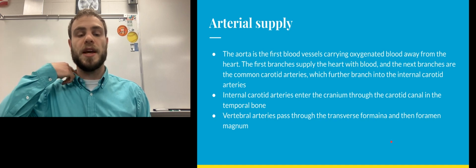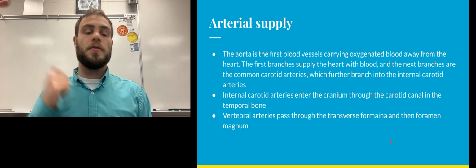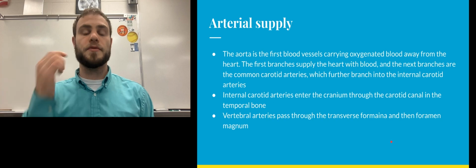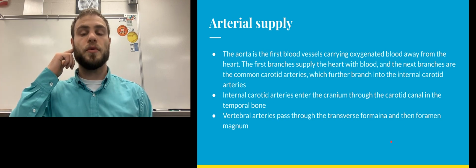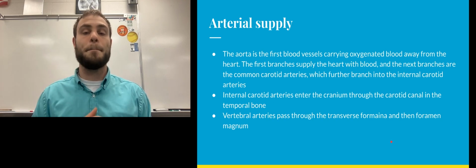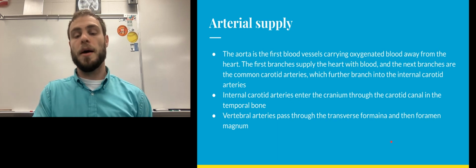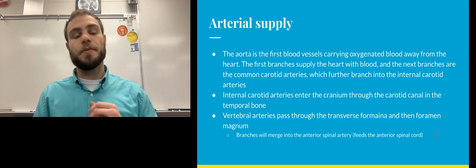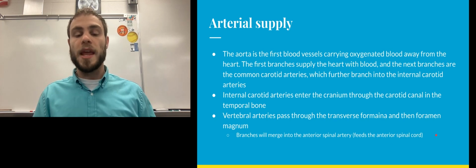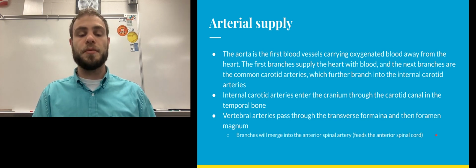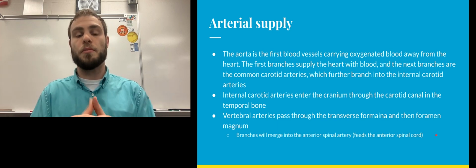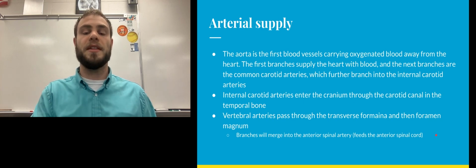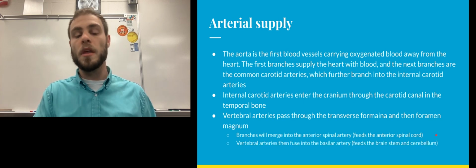You're also going to have vertebral arteries passing through the transverse foramina of your cervical vertebrae. Remember, that's what makes those cervical vertebrae special, is they have those transverse foramina. Vertebral arteries are passing through them, and then those vertebral arteries will enter the cranium through the foramen magnum. Remember that big hole at the base of the skull. Some of the branches of the vertebral arteries will merge into the anterior spinal artery, which is going to be responsible for feeding the anterior spinal cord.